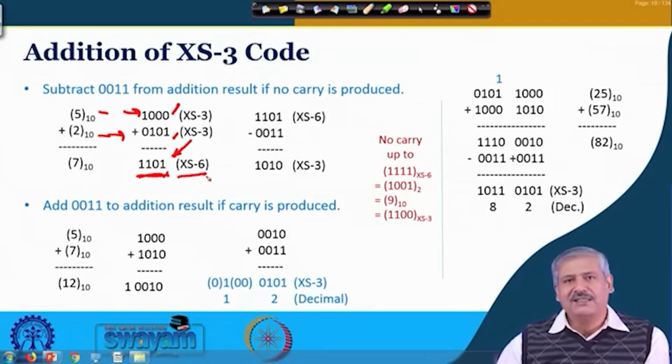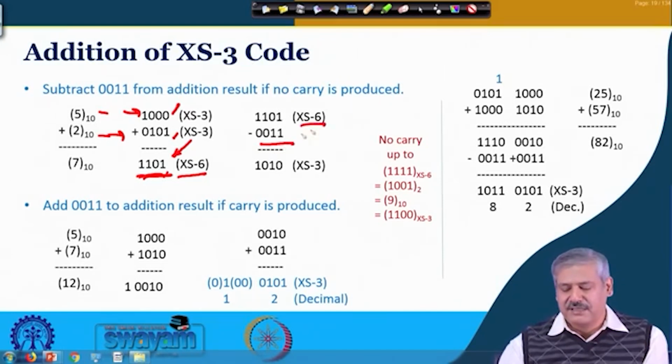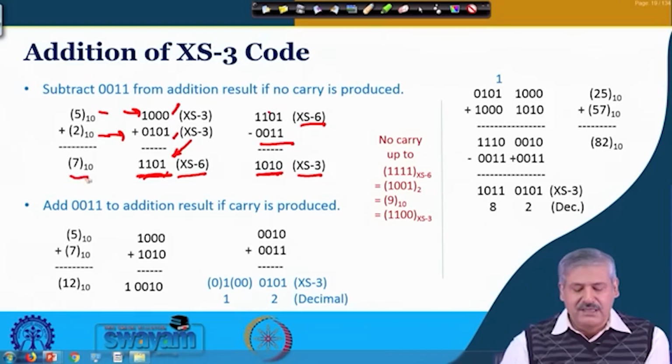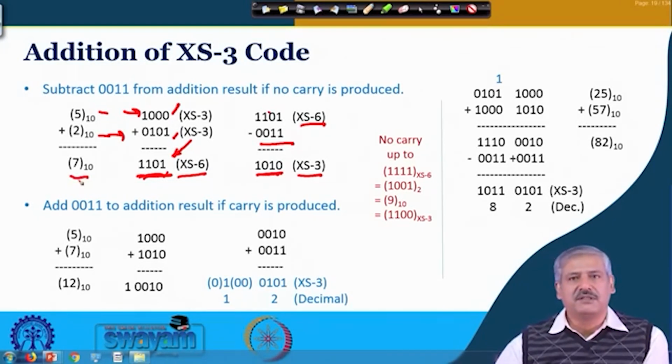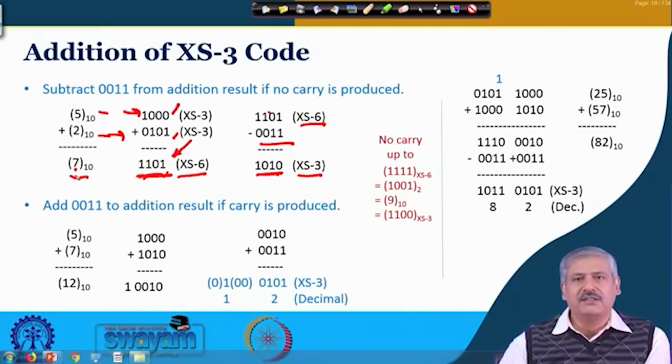If you want to get the excess3 version of the result, which is our intention, we need to subtract 3 from it, because it is excess3. If we subtract 3, we will get excess3. So, the result will be, if you subtract from here, 1101 subtracted by 3, we get 1010. This 1010 is the excess3 version of the number 7 that we see as the corresponding decimal equivalent.